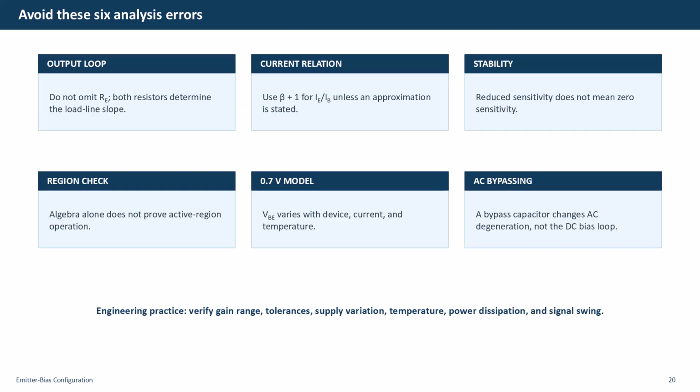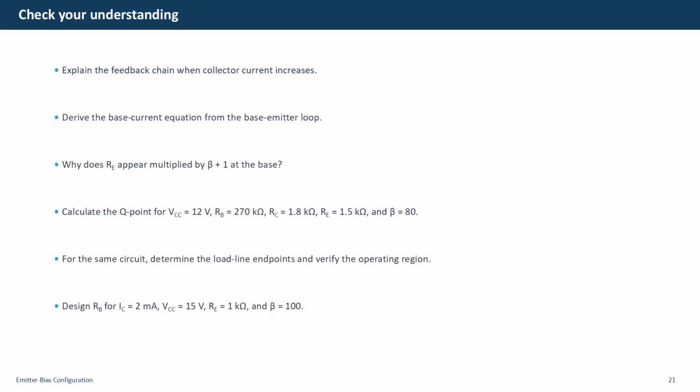In practical design, extend the nominal calculation to component tolerances, supply variation, temperature, power dissipation, and the required undistorted signal swing. Use these questions to test both conceptual understanding and calculation skill. Begin by explaining the feedback mechanism without equations. Then derive the base current equation from KVL and explain why the emitter resistance is reflected by beta plus 1.